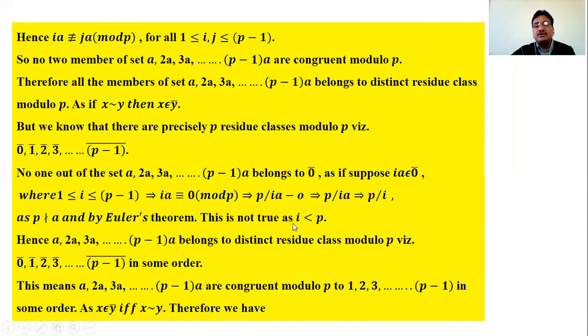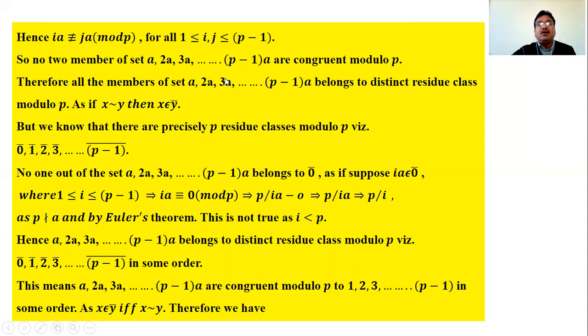And this is not true, as I is strictly less than P. So P does not divide I, unless I is 0. But I is not 0; I runs from 1 to P minus 1. And so this is a contradiction. This is not true, and therefore IA does not belong to 0 bar. That is, no one out of the set A, 2A, 3A, up to P minus 1 times A belongs to 0 bar.